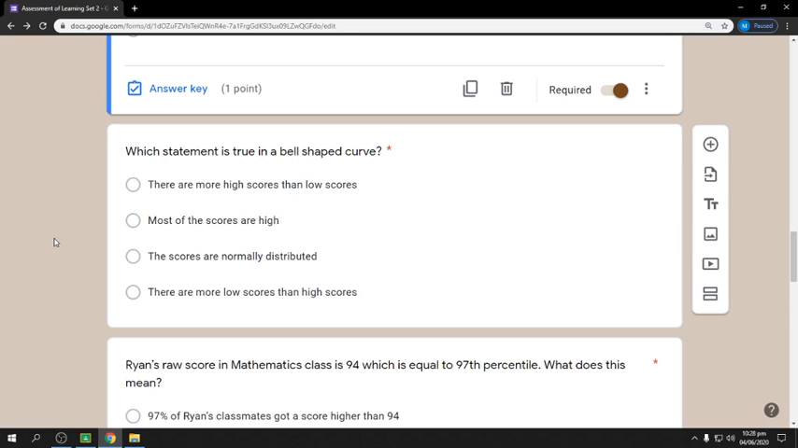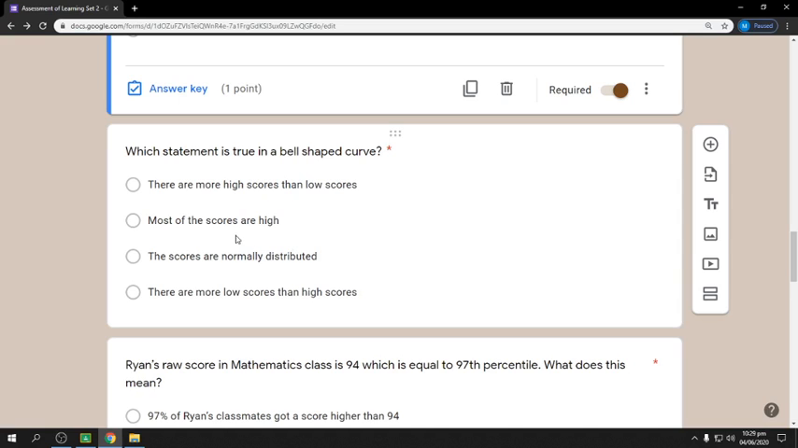Okay, so let's check the options. Option A, there are more high scores than low scores. If there are more high scores than low scores, then there's going to be a problem there. It's not really a normal distribution, because in the normal distribution there should be very few at the bottom and very few at the top, and the majority of the scores should be somewhere in the middle. That's what the bell shape, the normal curve, is.